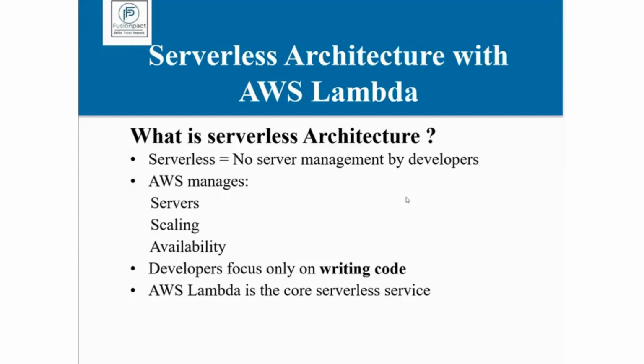AWS handles the servers, server processing and everything, including scaling and maintenance. Everything is handled automatically, and we only write the code and upload it to AWS Lambda. This reduces operational work and helps the team focus on business logic only instead of infrastructure.